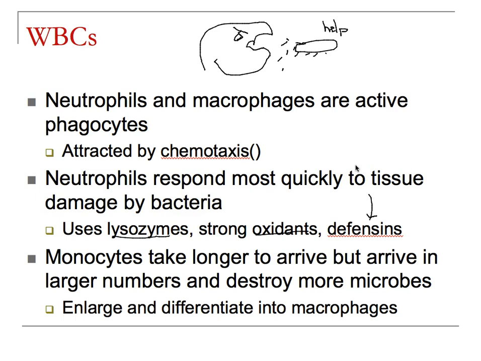Okay? They get there first. Neutrophils get there first. There's no doubt about that. But monocytes, when they finally show up, arrive in larger numbers, and they actually do more, okay, to destroy everything that's going on.